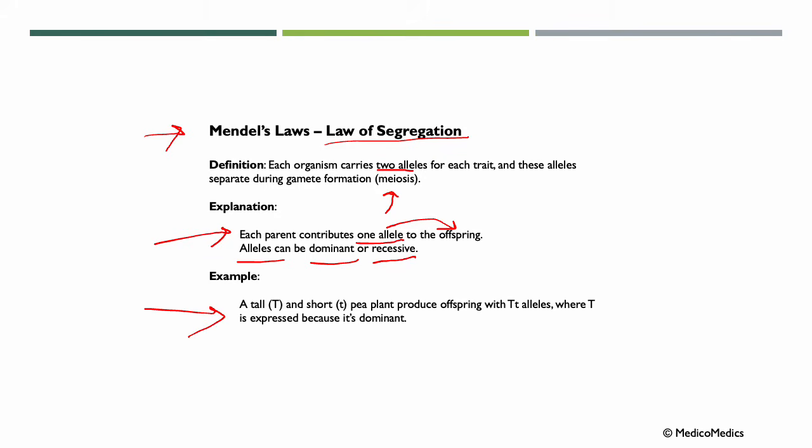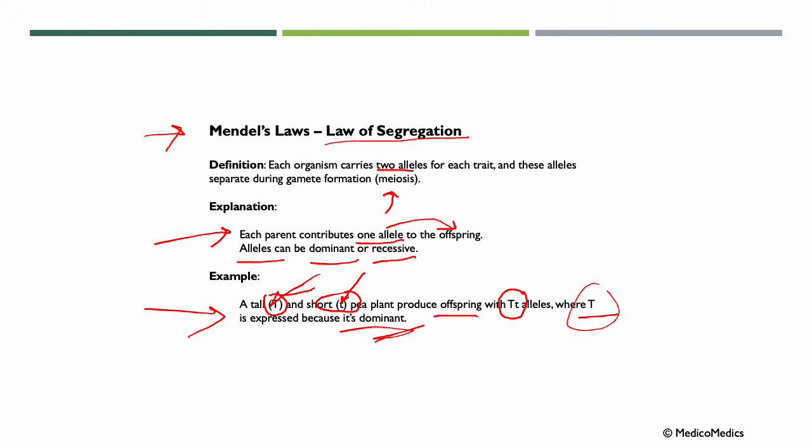So each parent contributes one allele to the offspring, and these alleles can be dominant or recessive. An example here: if we have a tall plant expressed with the capital T, which means it's dominant, and a short plant with small t, this cross will produce an offspring with big T and small t alleles, where the capital T is expressed because it's dominant.